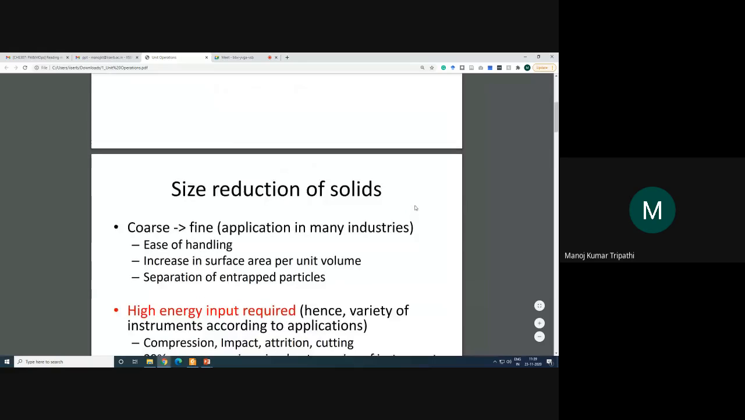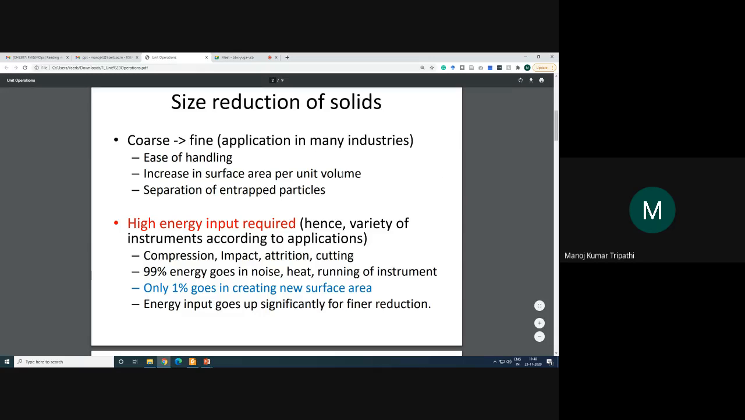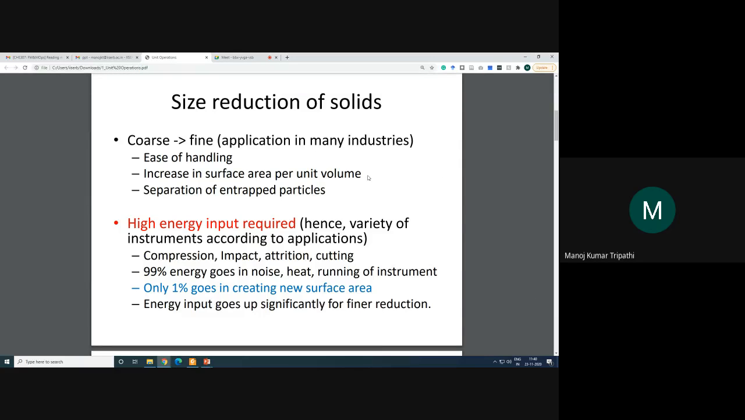So mechanical operations, size reduction of solids. This was one of the remaining topics. Why do we need to reduce the size of the solids? To maybe take something out of the solids, maybe some minerals are there, some important material is there, for example gold, or even to increase the surface area per unit volume, so that the reactions are easier to carry out.